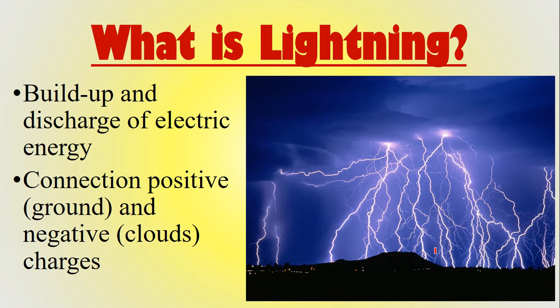What is lightning? Lightning is the buildup and discharge of electrical energy. And there's usually a connection between the positive, which comes from the ground, and the negative that comes from the cloud charges. It connects them, and that creates the lightning. Now, when someone tells you lightning doesn't strike the same place twice, that's a lie. Because in one lightning strike, they could strike that same place 400 times. And the Empire State Building has been struck by lightning so many times, I don't even know the exact number anymore. But lightning is dangerous.